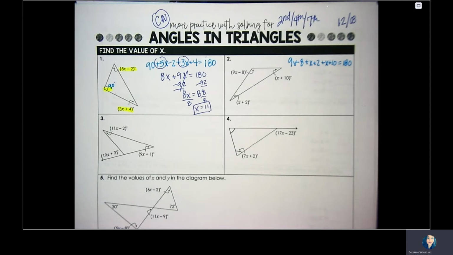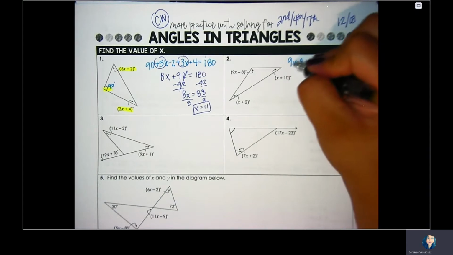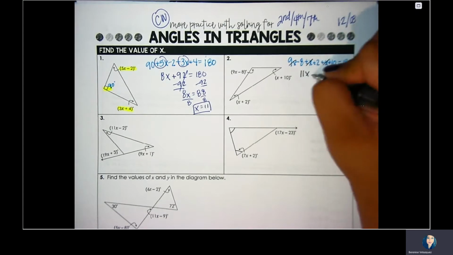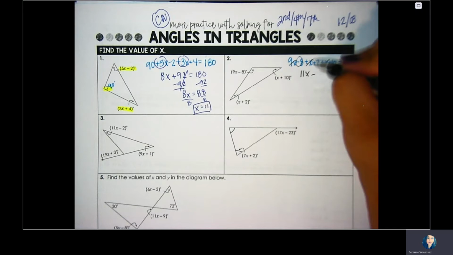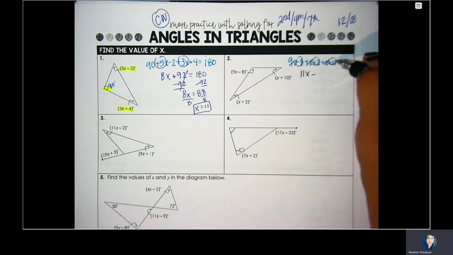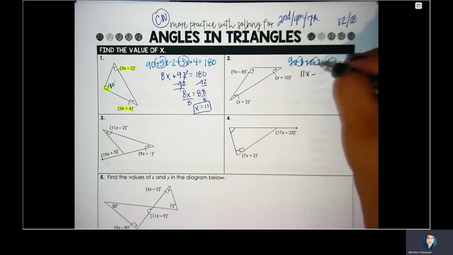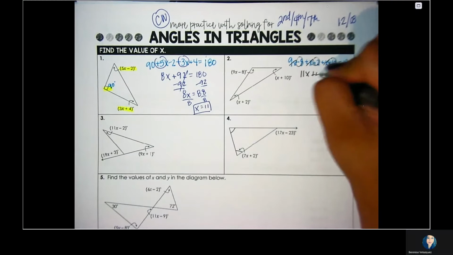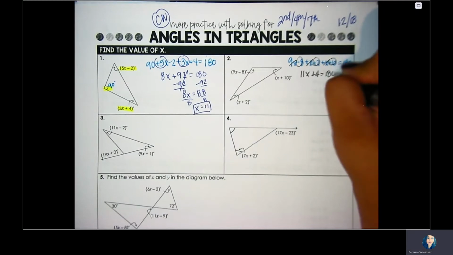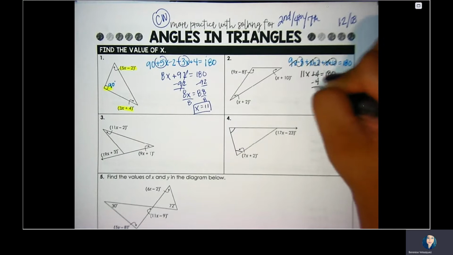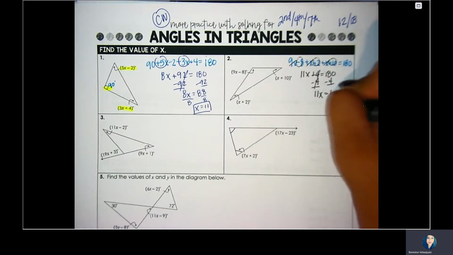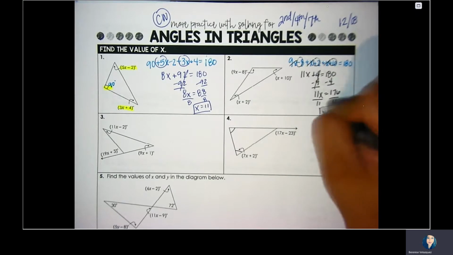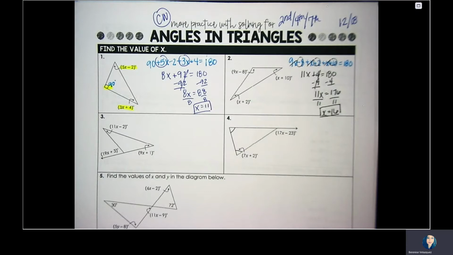Okay, we're going to go through this one. And again, combine my like terms first. 9x and x is 10x plus another x is 11x. And then next one, negative 8 plus 2 plus 10. So I would just do 10 plus 2 first, that's 12, minus 8, and that's going to give you plus 4. Equals 180. Subtract 4. 11x is equal to 176. Divide by 11, and x is equal to 16. Okay, so we have that answer there.